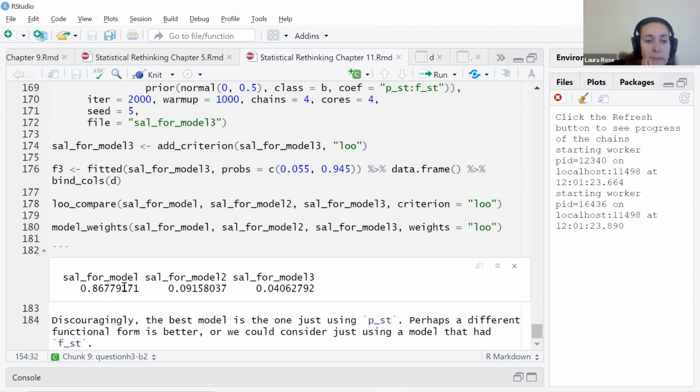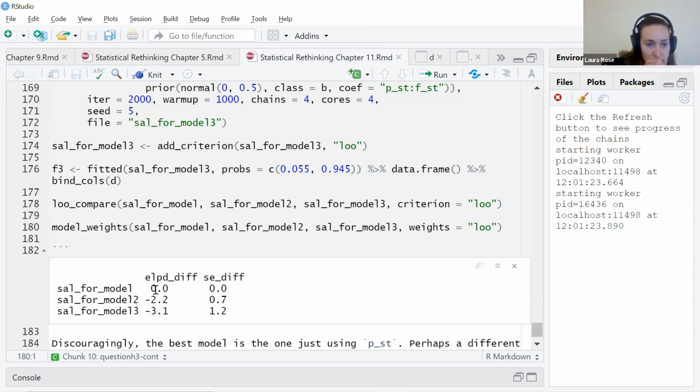And then this is basically saying this one has the highest, right. This one is the best. And then the last one is the worst, with the interaction term. So my idea really did not pan out.